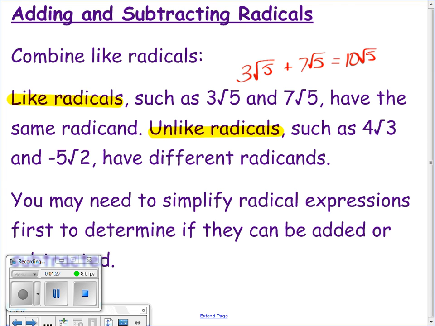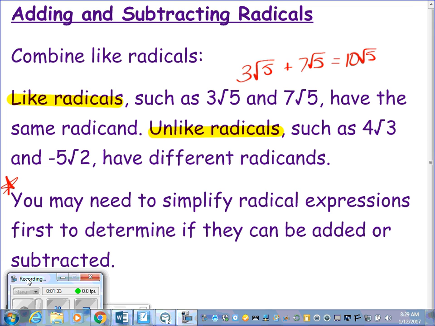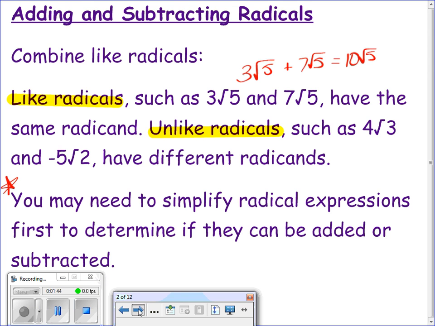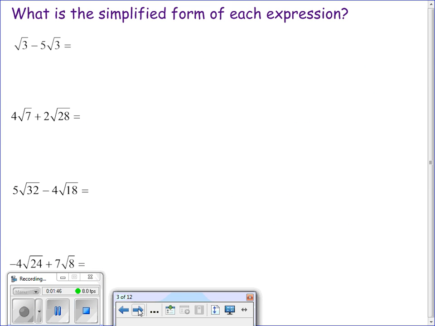So you may need to simplify radical expressions first to determine if they can actually be added or subtracted. So if I have like a radical 8 sitting there, you're going to have to simplify that. All right, so let's dive in and see what happens. So what is the simplified form of each expression?